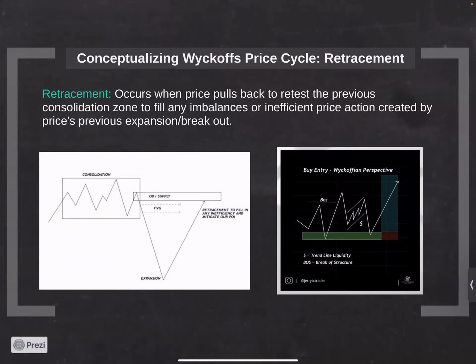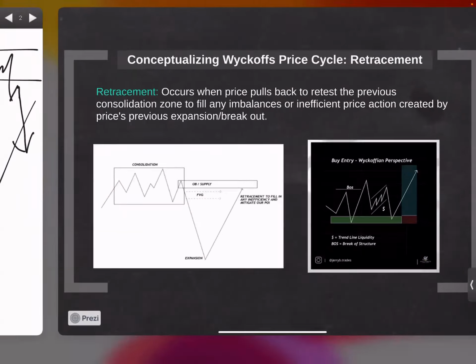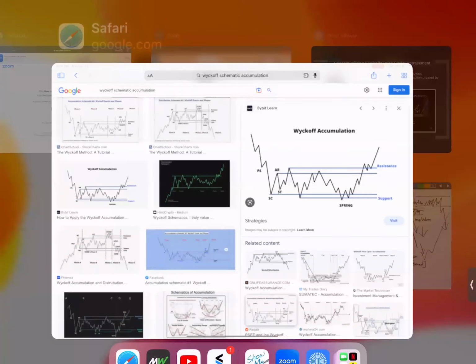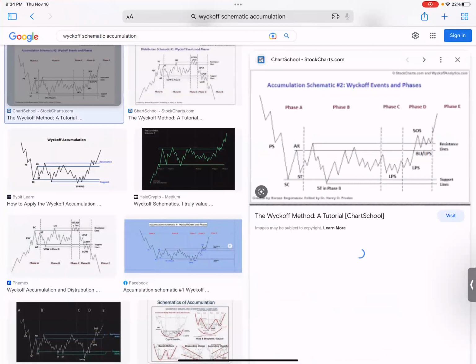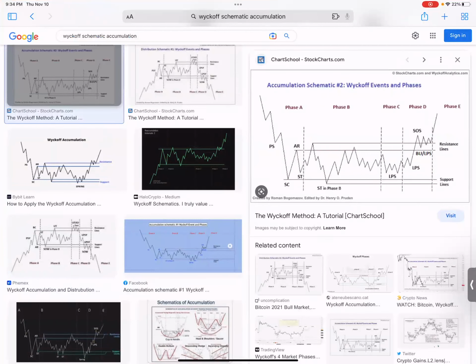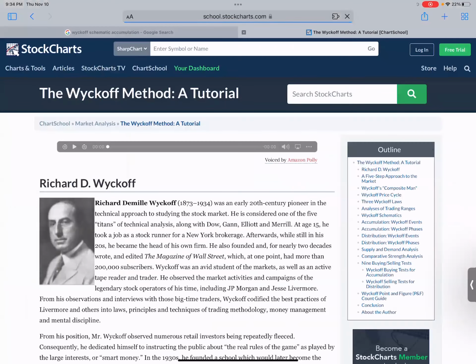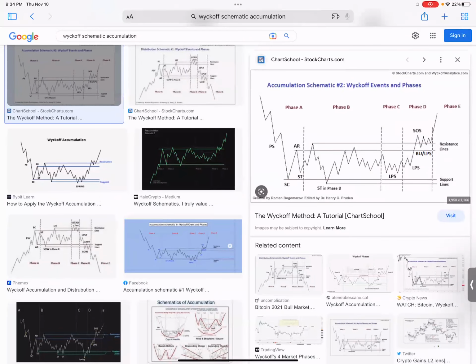Now let's take a look at what this may look like for Wyckoff. As we can see here, there's a lot going on with Wyckoff. You have 5 different phases: phase A, phase B, phase C, phase D, phase E. However, whenever we're looking for accumulation, I like to personally focus on phase B and phase D.